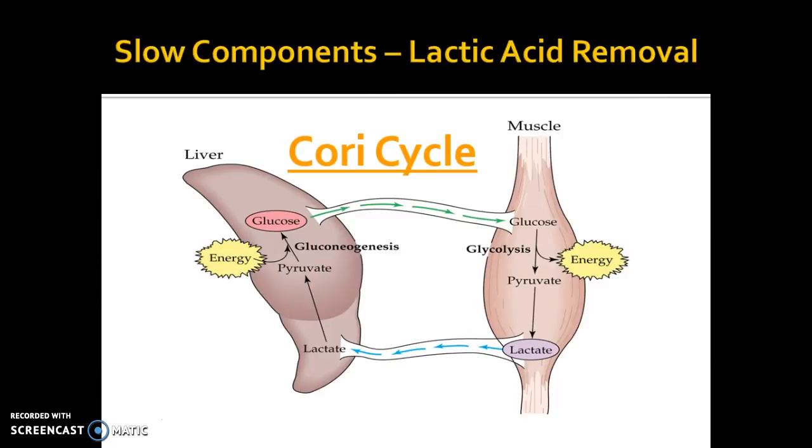Lactic acid is removed from the body via the Cori cycle, and we've got a diagram of that here, and it's another slow component of exercise. So lactic acid doesn't actually cause pain and fatigue in the muscles. It's a very useful byproduct of anaerobic glycolysis, and without it, acidosis and muscle fatigue would occur a lot quicker, and an athlete's performance would be severely restricted.